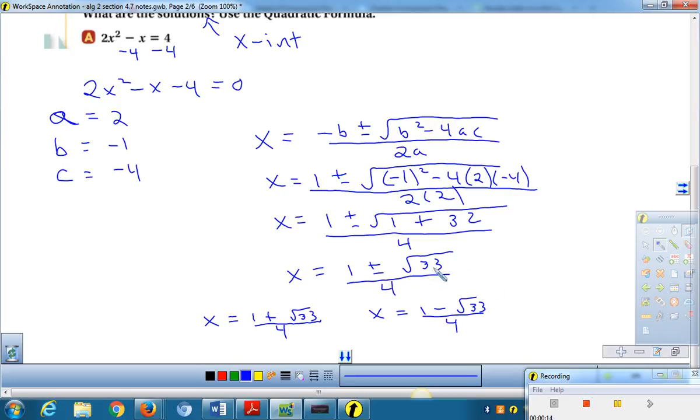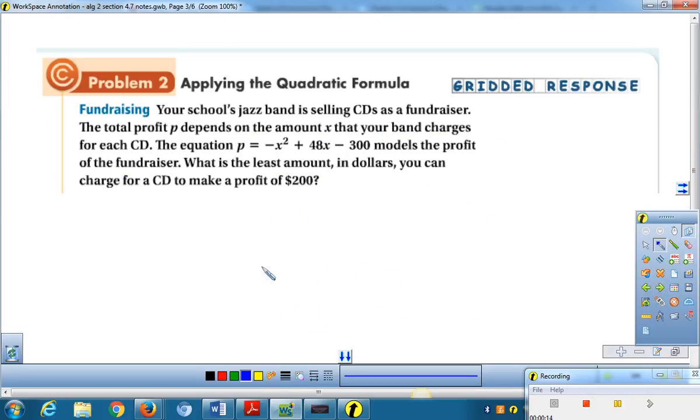What you do need to be careful of is perfect squares, and we are going to be talking about how to simplify roots so that we can simplify our answers. But today we're just working with getting used to the formula. All right, so we look at this one.